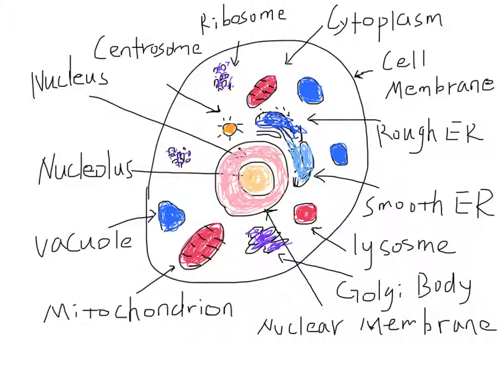The Golgi body packages the proteins and the carbohydrates into membrane-bound vesicles for export from the cell. And the lysosome, a round organelle surrounded by a membrane and containing digestive enzymes. This is where the digestion of cell material takes place.